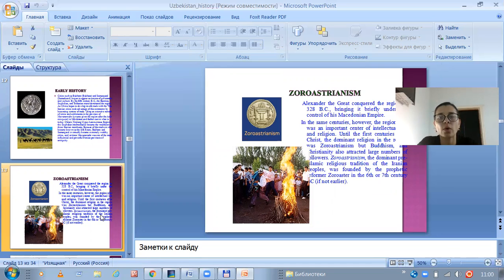In the same centuries, however, the region also was an important center of intellectual life and religion, and the dominant religion in the region was Zoroastrianism, but Buddhism and Christianity also attracted large numbers of followers. Zoroastrianism is the dominant pre-Islamic religious tradition of the Iranian peoples, founded by the prophetic reformer Zoroaster in the 16th or 17th century BC.